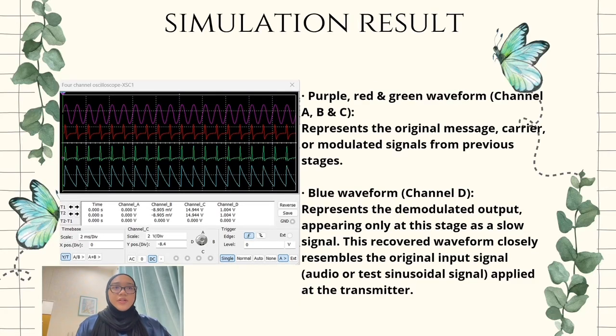Okay, and then I will explain about the simulation result for the demodulator. The first ones are the purple, red, and green waveforms, channels A, B, and C, which represent the original message, carrier, and modulated signals from previous stages. And then lastly is the blue waveform, which is channel D, representing the demodulated output, appearing only at this stage as a slow signal. This recovered waveform closely resembles the original input signal, audio or test sinusoidal signal applied at the transmitter.